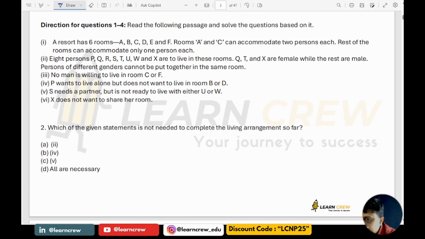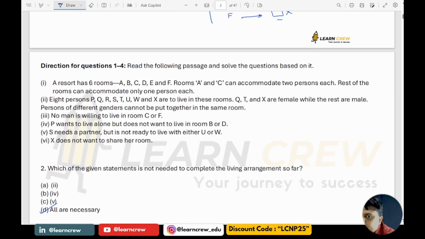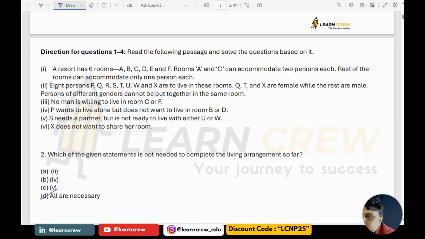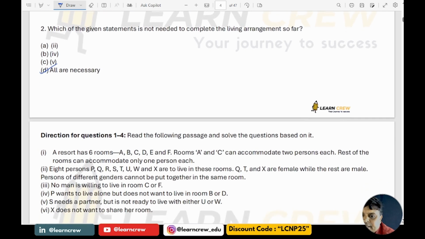Next, which of the given statements is not needed to complete the living arrangement so far? Out of the 6, which can be dispensed with? Actually all are required. All points are required to make this chart. If any information is taken out, then the data will become inadequate. So all points are necessary.